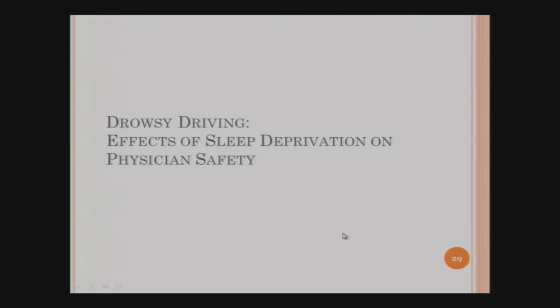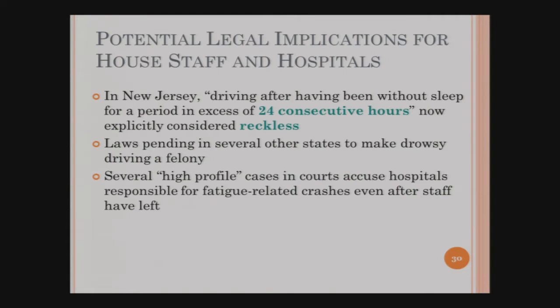Okay, so now we'll talk about drowsy driving, which is a very important topic. There are potential legal implications for house staff and hospitals when driving drowsy. In New Jersey, as an example, if you're driving after not having had sleep for more than 24 hours, it's considered reckless explicitly.